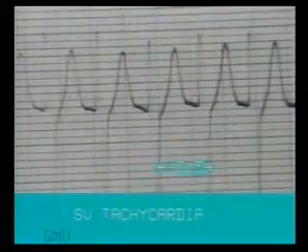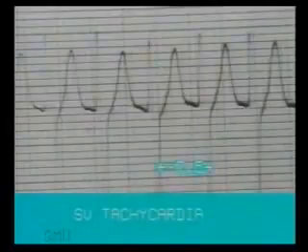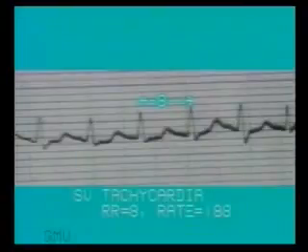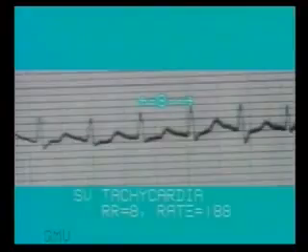This is another ECG of tachycardia with a rate of 200 per minute. Note that the QRS morphology is normal, so it is supraventricular. In the supraventricular tachycardias, the rate varies from 180 to 220 per minute. In this ECG, the RR interval is 8 mm, so the rate is 188 per minute.